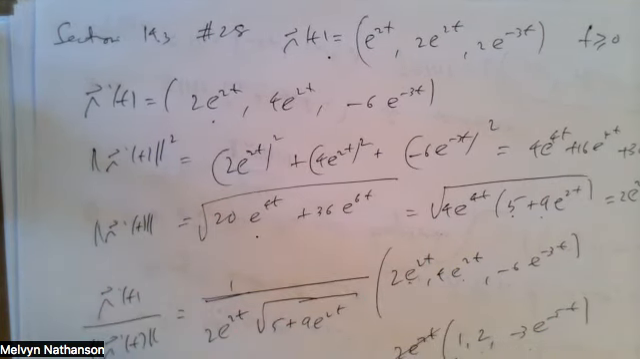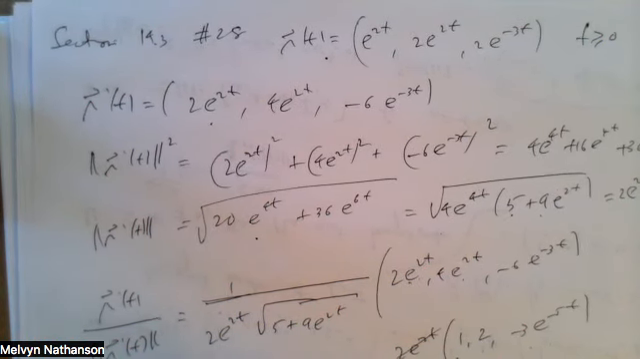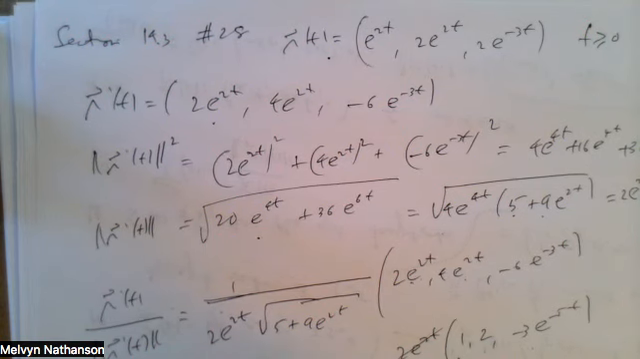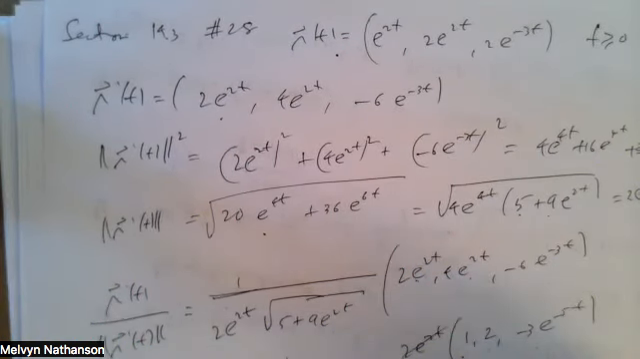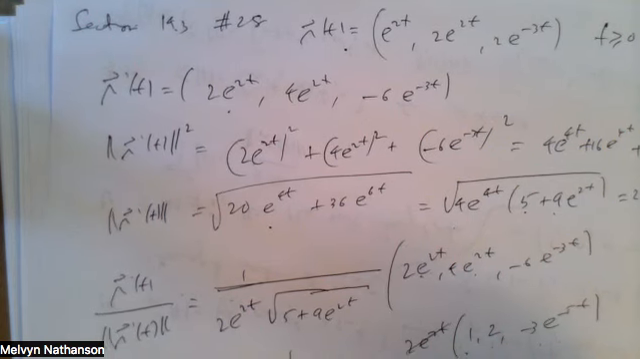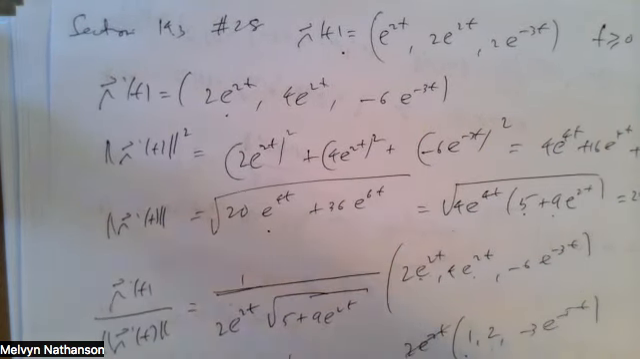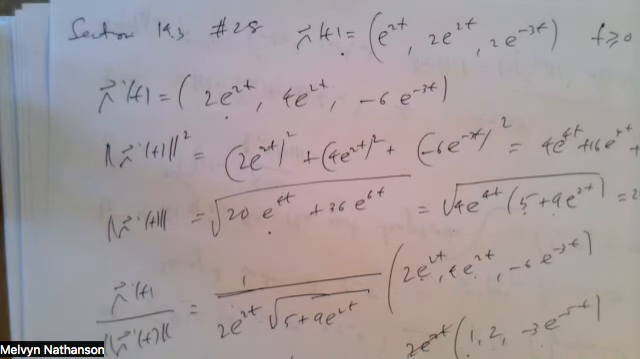These cancel. So I get 1 over the square root of 5 plus 9e to the 2t, 2 over the square root of 5 plus 9e to the 2t, and minus 3e to the minus 5t over the square root of 5 plus 9e to the 2t. So if I were lucky and managed to do this right, that's the answer. I always like to double check what I did. So let me just look at it for another second.